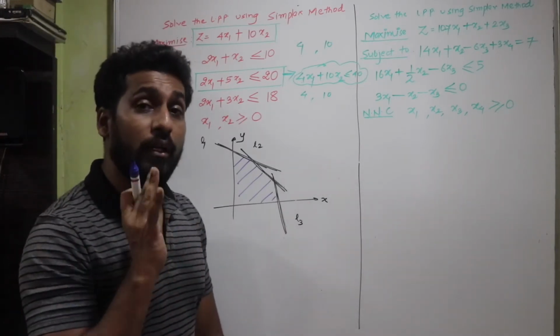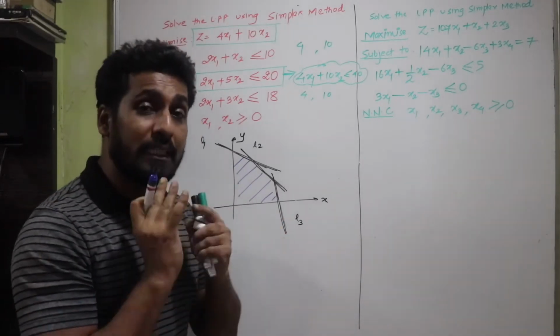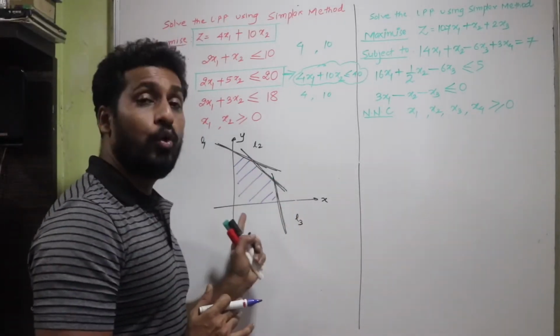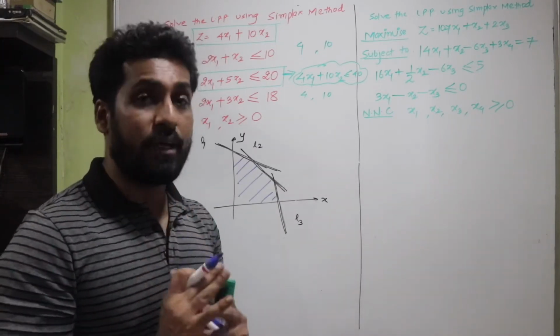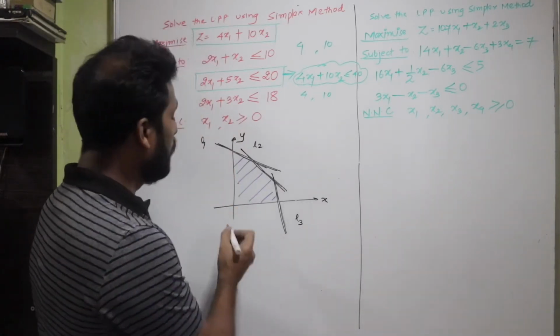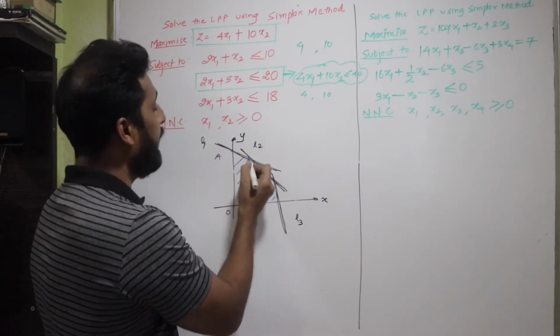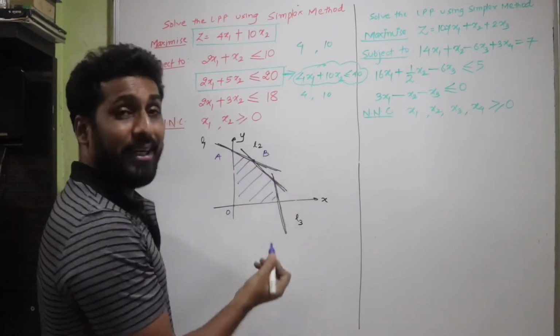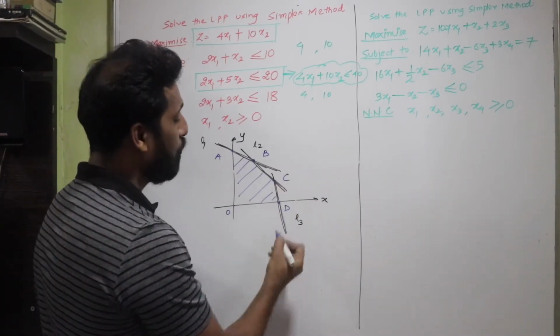Now, you have already learned this in your 12th standard, isn't it? So you have already seen how the diagram looks and what the graphical solution is. Now if you observe, let us call this point O, the origin. This point is A. I'm going to call this intersection point B, the next intersection point C, and then I have point D.